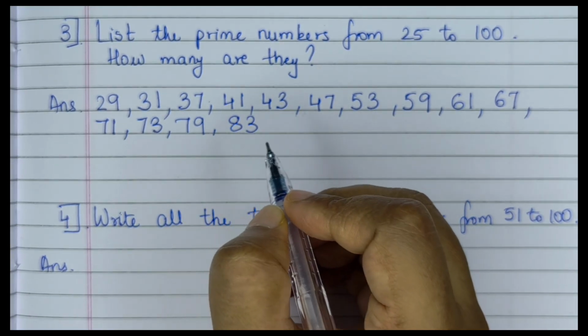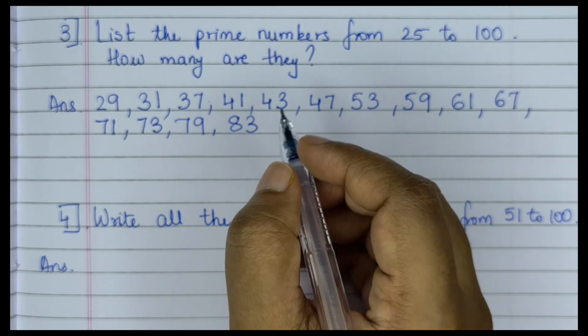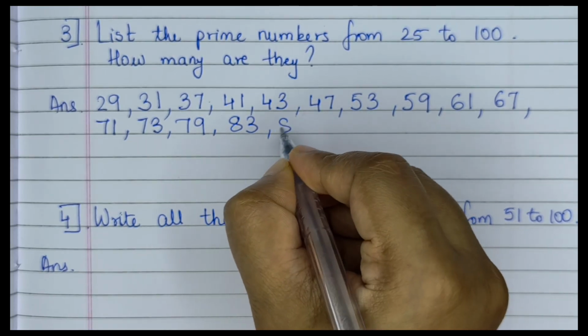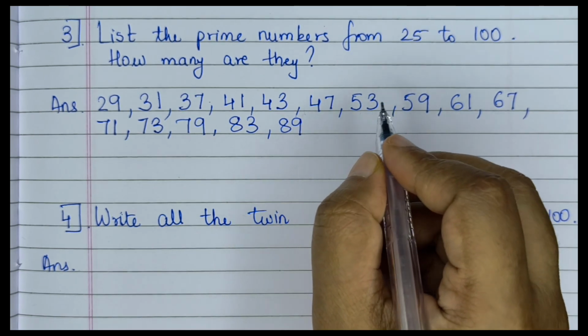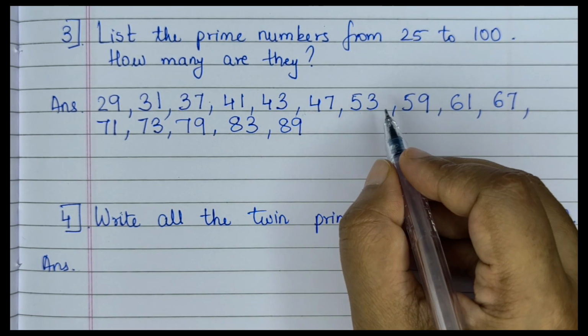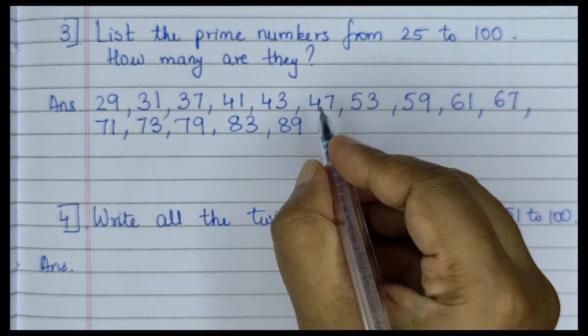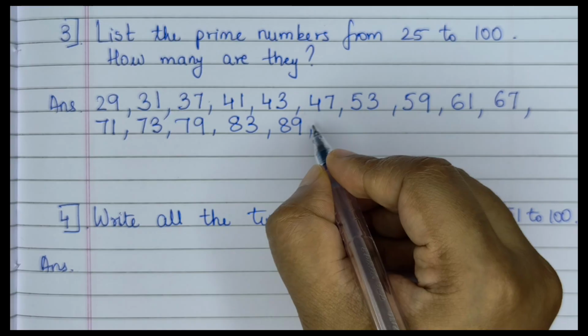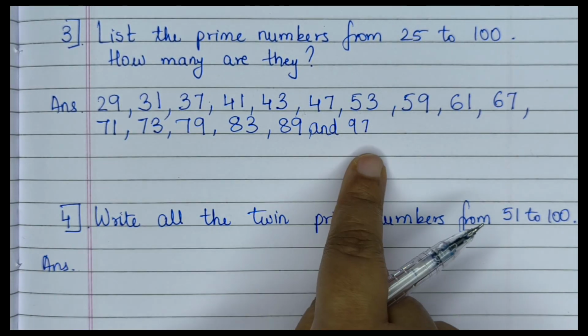83, 84, 85 is divisible. 86 is divisible. 87 is divisible. Then 89 is not divisible. 89 and 90, 91, 92, 93 is divisible. 94, 95, 96, these are divisible. Okay, and then 97, and then we have, you can write, 97. So that's it. Up to 100 we have so many numbers.